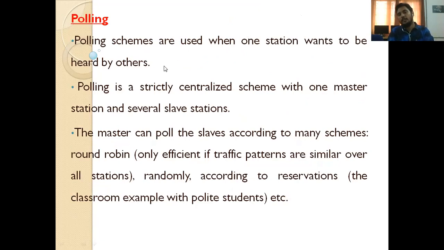We also covered the topic called polling. It is the scheme used when one station wants to be heard by others. Polling is a strictly centralized scheme with one master station and several slave stations. Here one is acting as a master and the rest are acting as slaves.